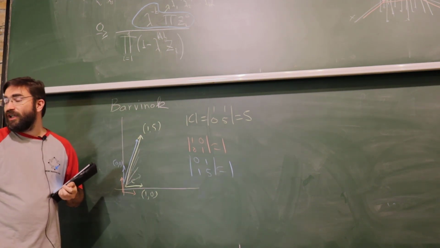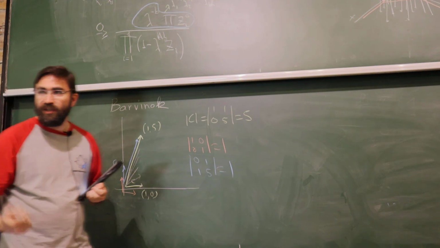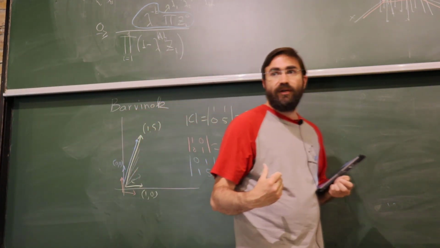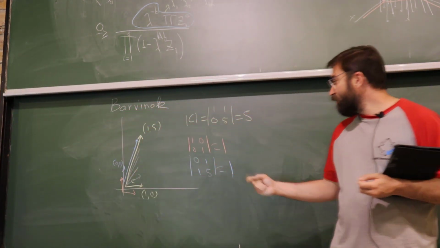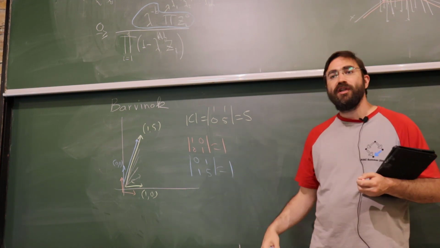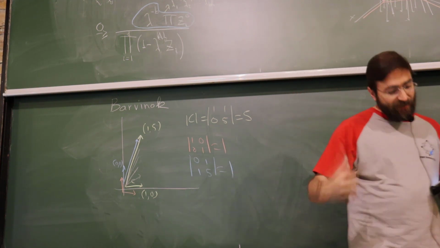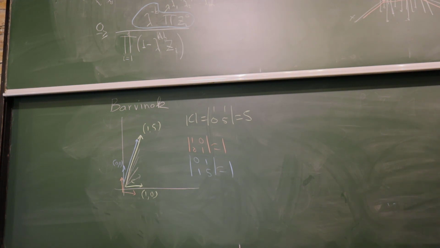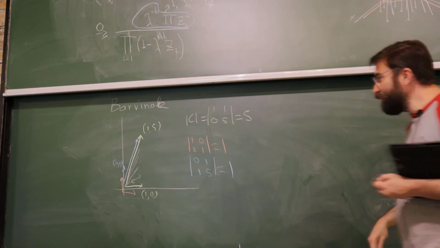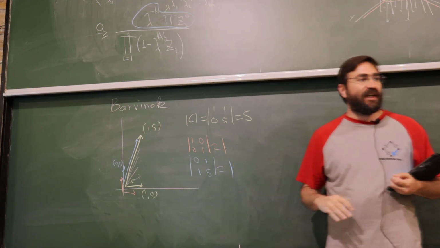So if I do red minus blue, what remains is green. Right? But now both red and blue are unimodular cones. So that's what Barvinok does. And it works always, etc. This is just an example, but it's a rather complicated algorithm.